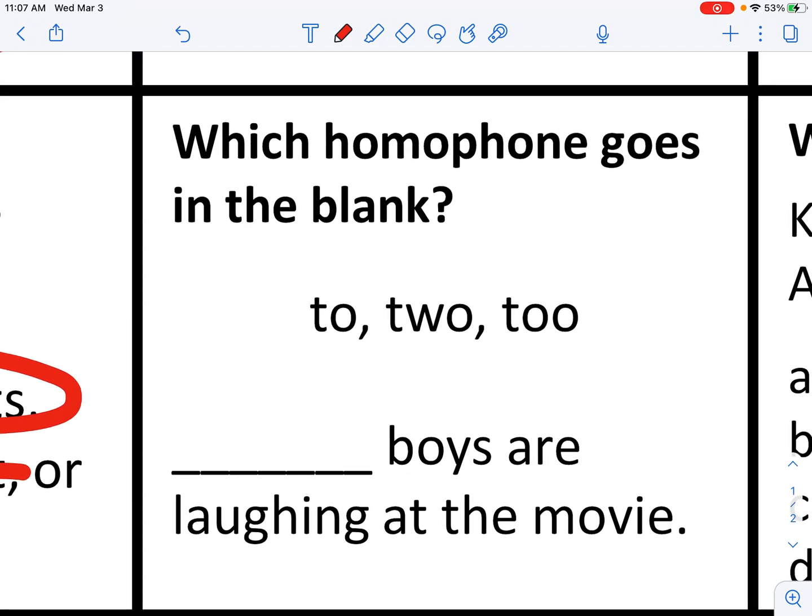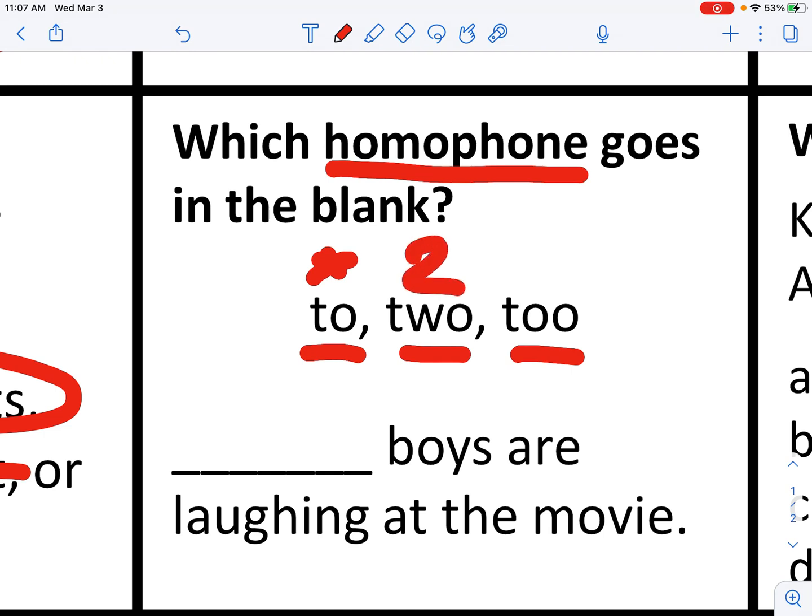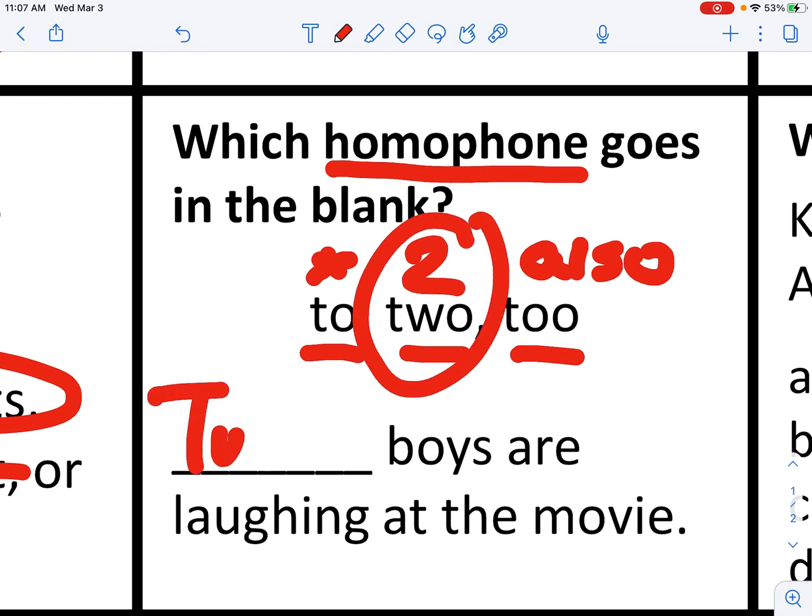Which homophone goes in the blank? Homophones are words that sound the same but are spelled different. Blank boys are laughing at the movie, and we have choices to, two, or too. Well, this "to" is a preposition. This one, T-W-O, means the number. T-O-O means also. Does it make sense to say "also boys are laughing at the movie"? Not really. We want the number two, meaning there are two different kids, two boys, and they are laughing at the movie.